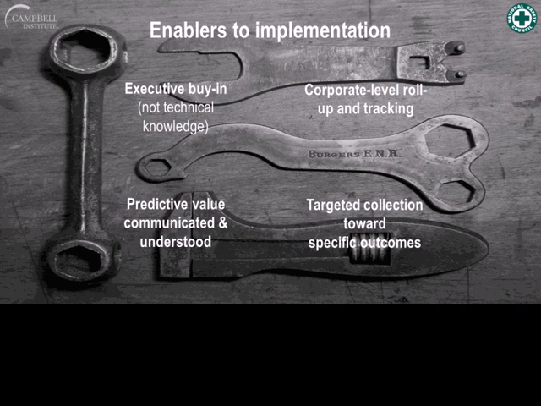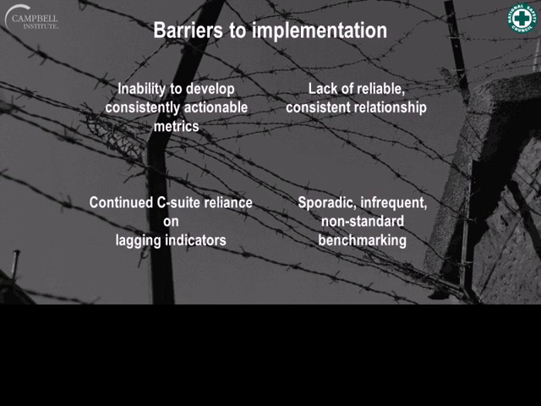So these were the enablers that our expert panel found. Quickly looking at the barriers to implementation, we had an inability to develop consistently actionable metrics, that is, finding metrics that consistently and clearly tell an organization how to act on the data generated. That can be a barrier. Another related barrier is the lack of a reliable, consistent relationship with lagging metrics. A lot of leading metrics that once had a strong correlation with injury rates may become less informative over time. So that's the barrier there.